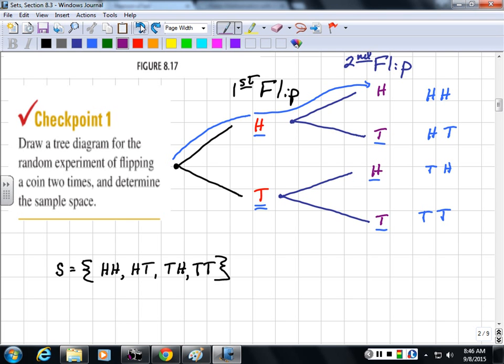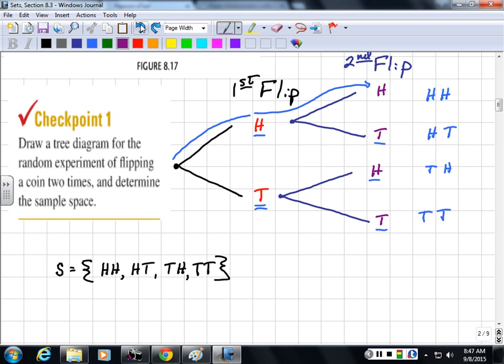Now, notice something here. I took a coin and I flipped it twice. How many possible outcomes did I get? What if I take that coin and flip it 3 times? How many possible outcomes will I get? 8. Same thing as what we were doing in the last sections with the Venn diagrams, right? If I have a certain number of sets, the number of distinct regions is going to be 2 raised to the n power, where n is the number of sets.